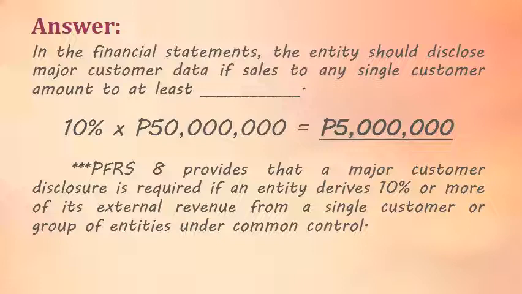PFRS 8 provides that a major customer disclosure is required if an entity derives 10% or more of its external revenue from a single customer or group of entities under common control. So, yan yung explanation of PFRS 8. So, ang sagot natin is 5 million pesos. Kapag nakabenta tayo ng 5 million pesos sa ating major customer or single customer or group of entities, magiging reportable na siya or i-disclose na natin siya.